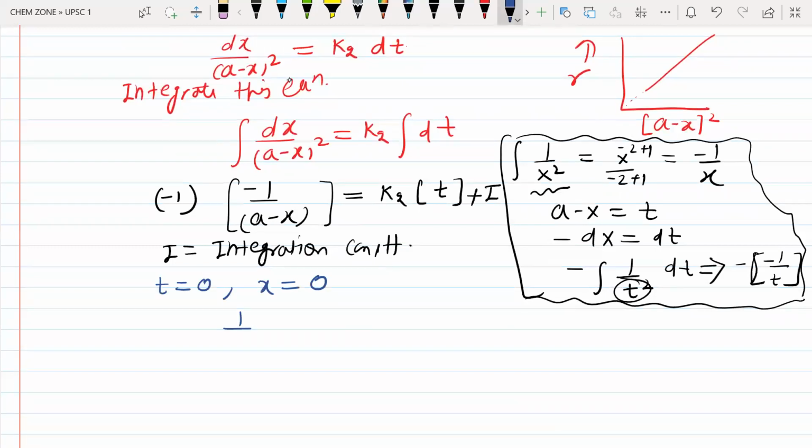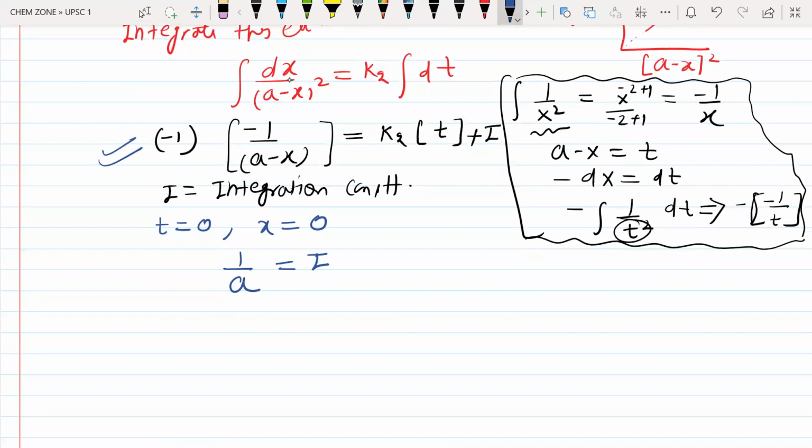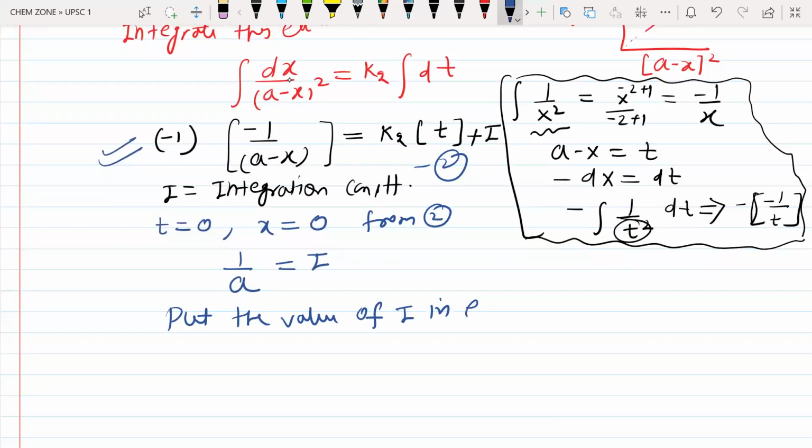So put this value in this equation. You will find that I is equal to 1 by a. Now again, put the value of I in this equation, say equation 2.